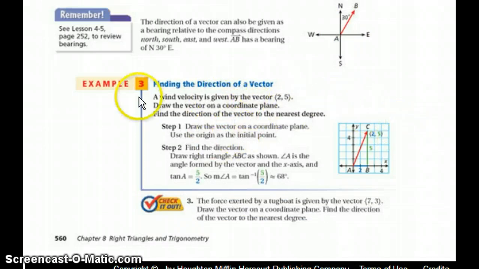This is a good application problem here. Wind velocity is given by the vector 2, 5. Again, start the vector at the origin, go over 2, up 5. We draw the vector, and then find the direction of the vector to the nearest degree. And so this is where we end up with our trig functions, our triangles that we talk about. The easiest one to use here is tangent. We're trying to find that angle right in there, and so I would take tangent of my angle A is equal to 5 divided by 2. Again, use the inverse tangent button on your calculator, and you should be able to find that angle.